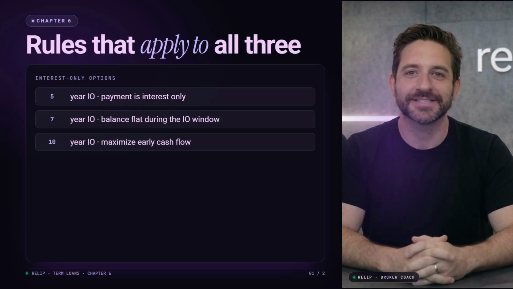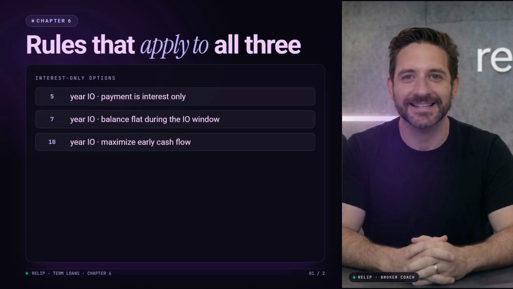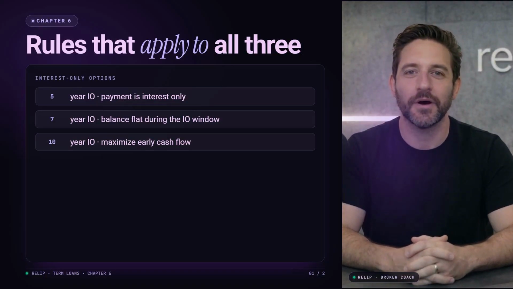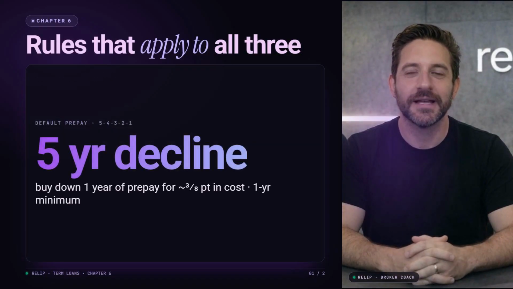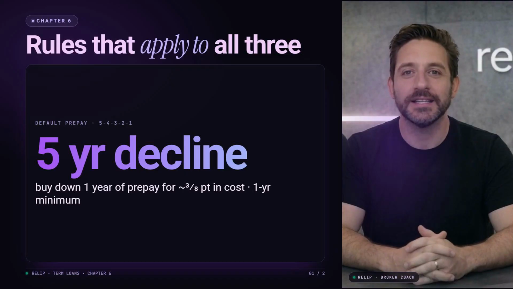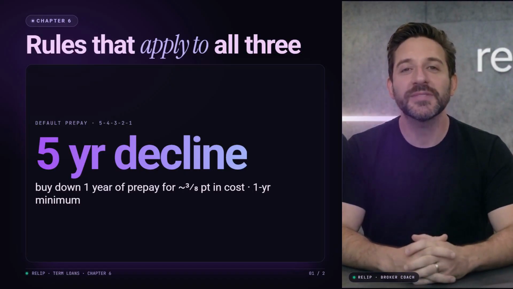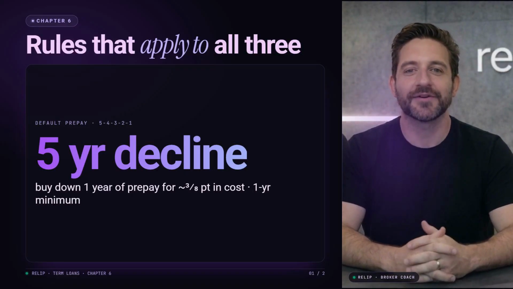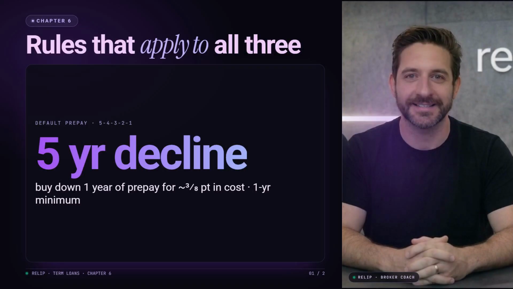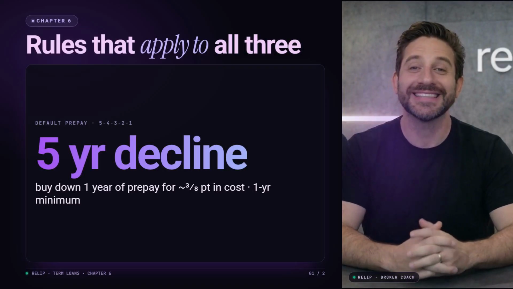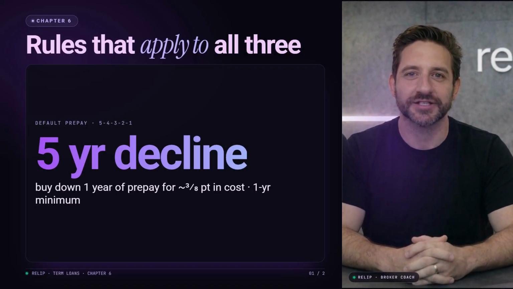The prepayment penalty defaults to a 5-year declining schedule, 5% in year 1, 4% in year 2, then 3, 2, 1 in years 3 through 5, and nothing after that. Brokers can buy down a year of prepay for about 3/8 of a point in cost. Most programs require at least 1 year of prepay protection.